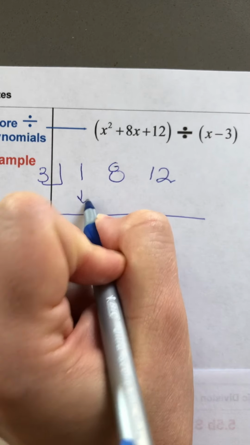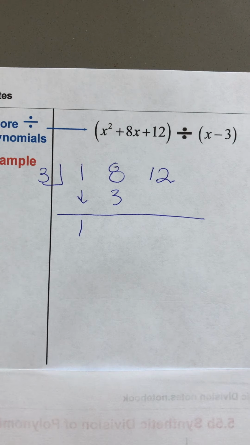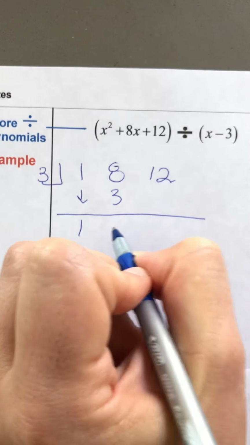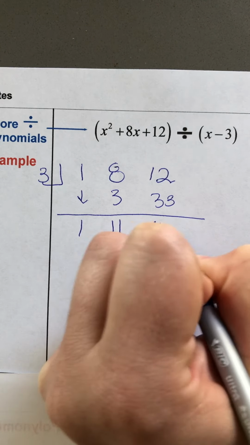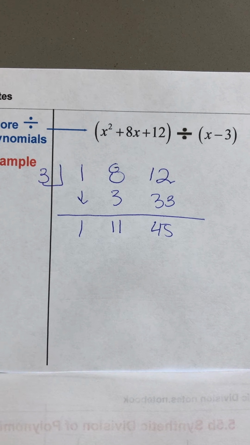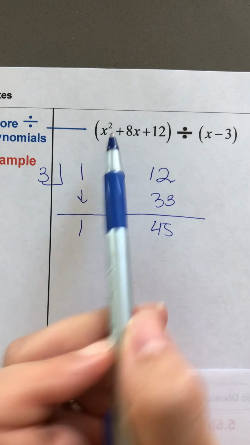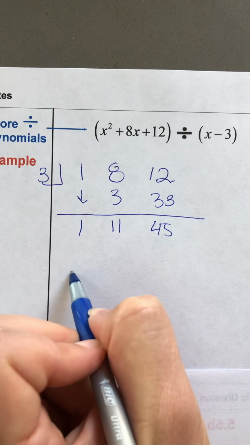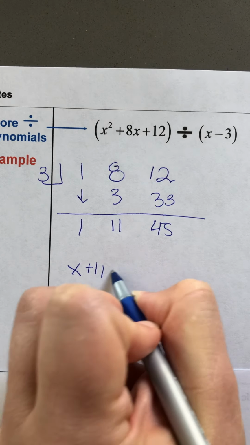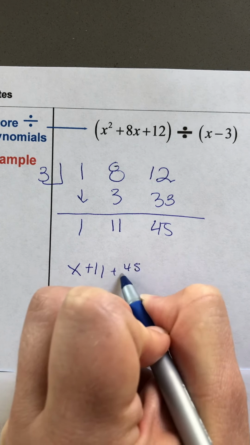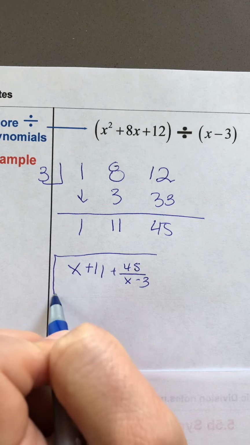Carry down, our leading coefficient is 1. Multiply, we get 3. Here we have 11, 33, and 45. And then remember to write your final answer. We're going to start with whatever our highest exponent is and go down 1. So we just have x plus 11, and then we do have a remainder, so plus 45 over x minus 3.